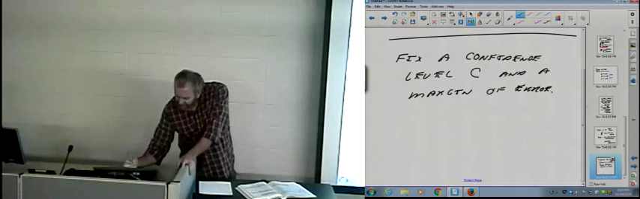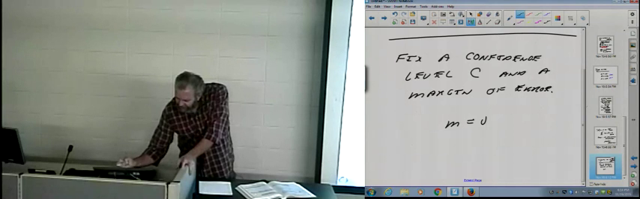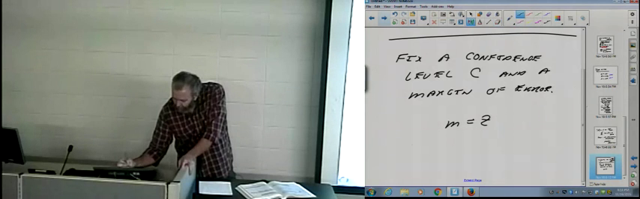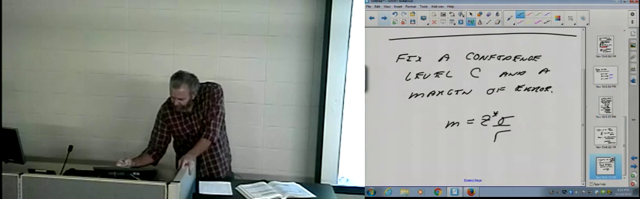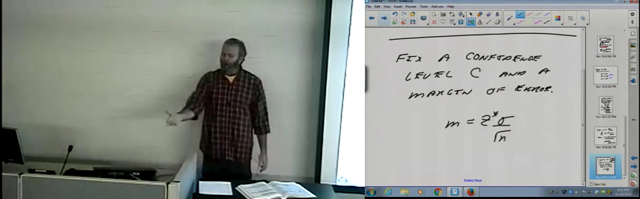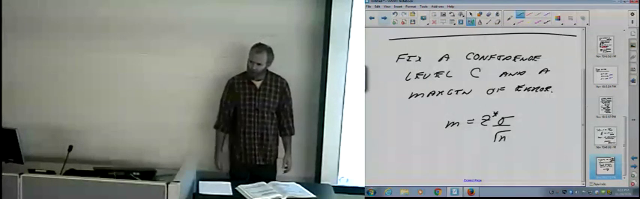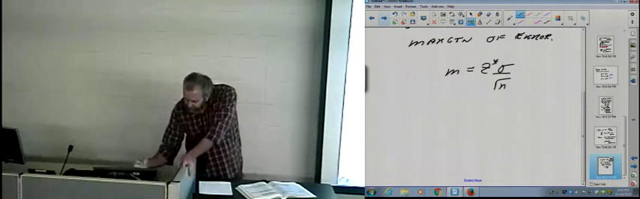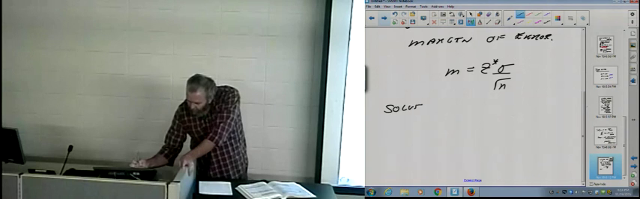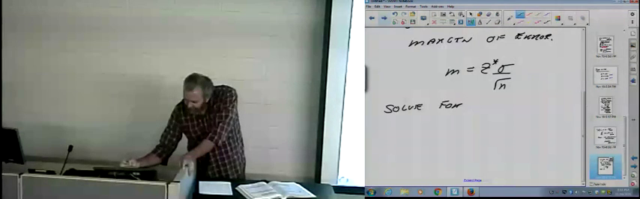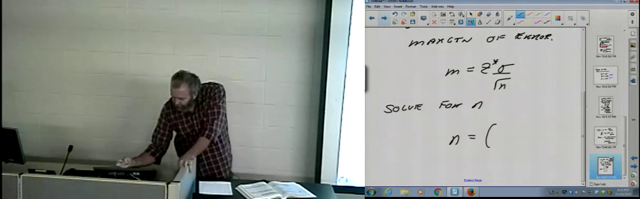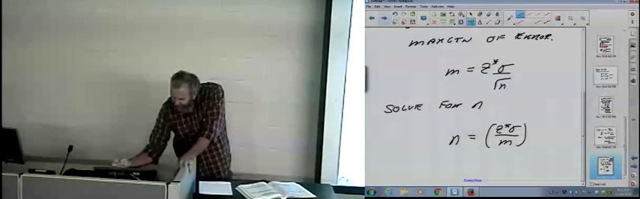So what we're going to do is this. We know the margin of error is z star sigma over the square root of n. Go back and look at your confidence interval. That's the margin of error. It's x bar plus or minus that part. Now, I'm not going to do the algebra here, but if we solve for the sample size, we're going to get n is equal to (z star sigma divided by m) squared.